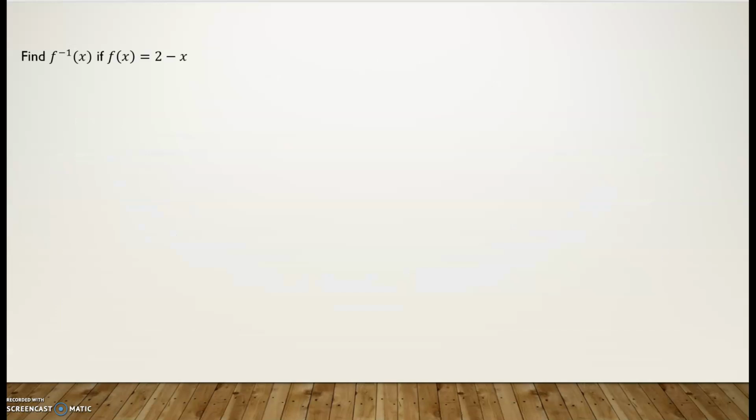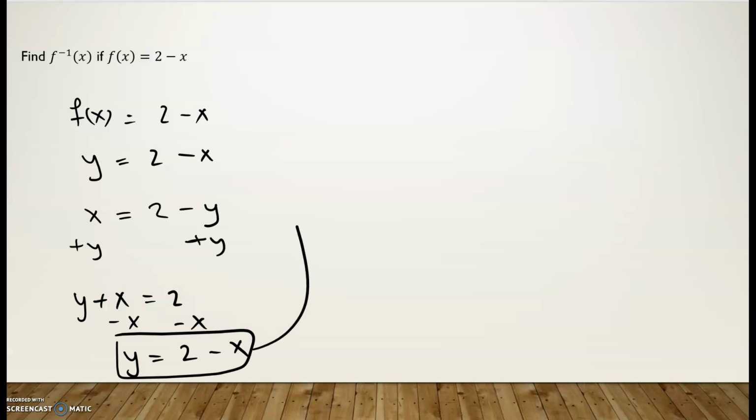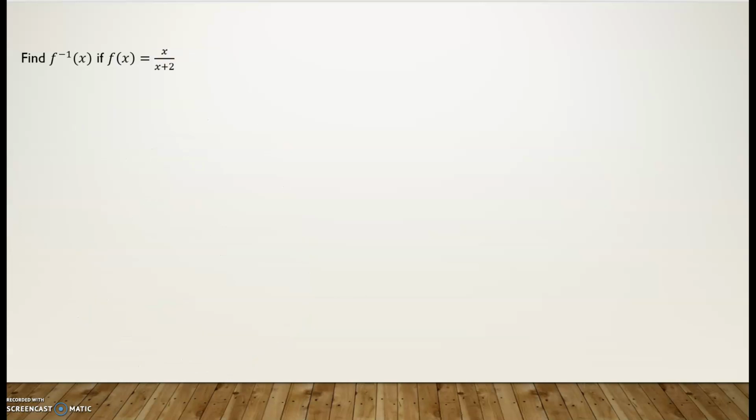We're going to find the inverse of 2 minus x. The first thing I'm going to do is change f of x to y. Then I'm going to switch x and y, and then solve for y. So I'm going to add y to both sides, subtract x from both sides. So y equals 2 minus x. Those are the inverses of each other, and this one happens to come out to be the exact same thing.